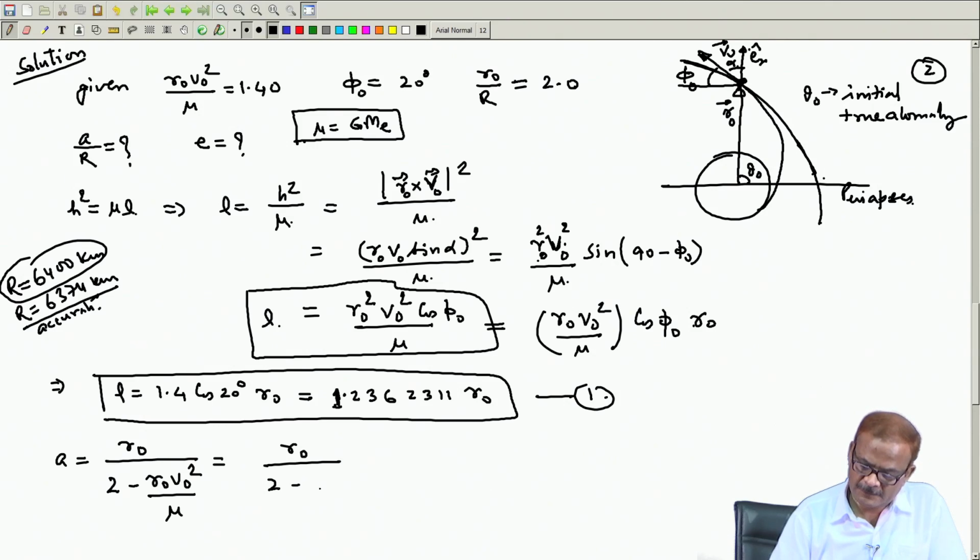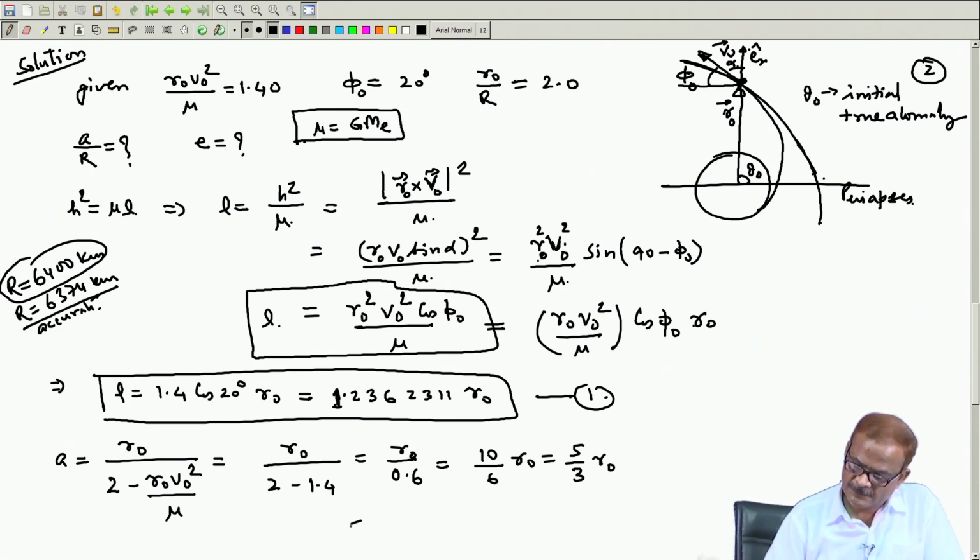r 0 v 0 square divided by mu is given. So, this is r 0 divided by 0.6. So, basically 10 by 6 r 0 equal to 5 by 3 r 0. So, a equal to 5 by 3 r 0.